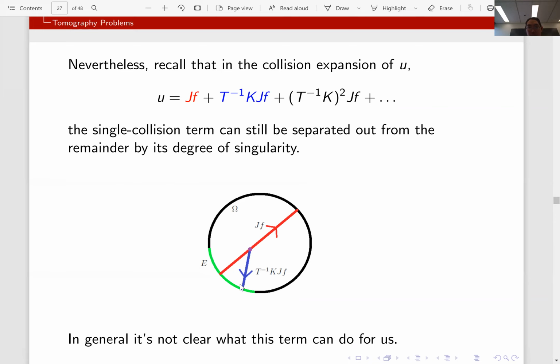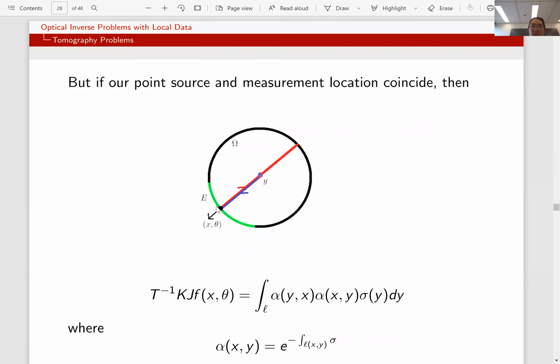But if you're very particular about how you measure your first collision term, in particular, if your point source and your measurement location coincide, then it turns out this term takes a really nice form. Let me try to explain this. If you think about shining a laser pointer from this point X in this direction and asking about what you see at Y, you basically see the light that you started with times this attenuation factor alpha, where alpha is e to the minus integral of sigma. This comes from solving the transport equation. So you get this attenuation factor between X and Y.